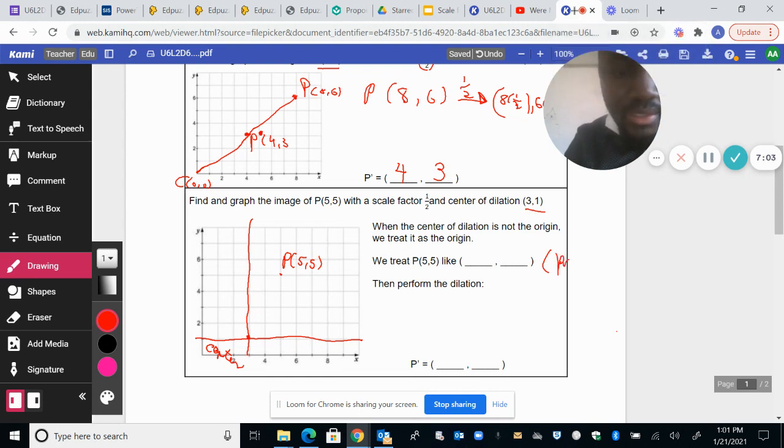So we're going to write "pretend" here. We're going to treat P with coordinate 5, 5 like our new P here. On this new coordinate system, P is 2, and its Y component is what? 1, 2, 3, 4. So it's going to be 2, 4.